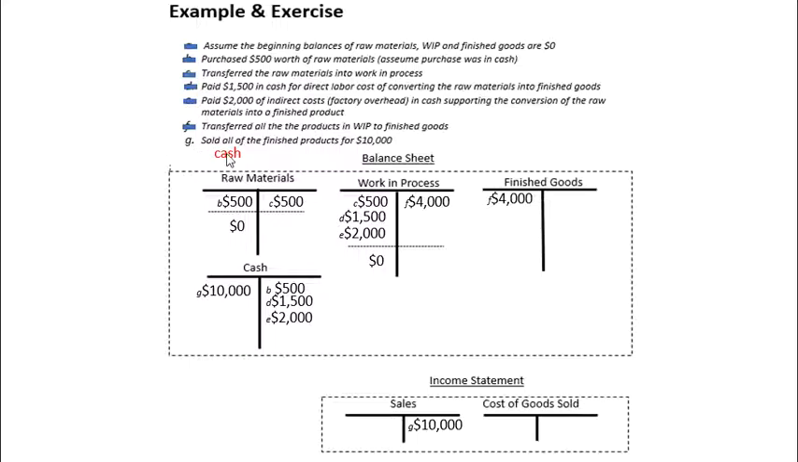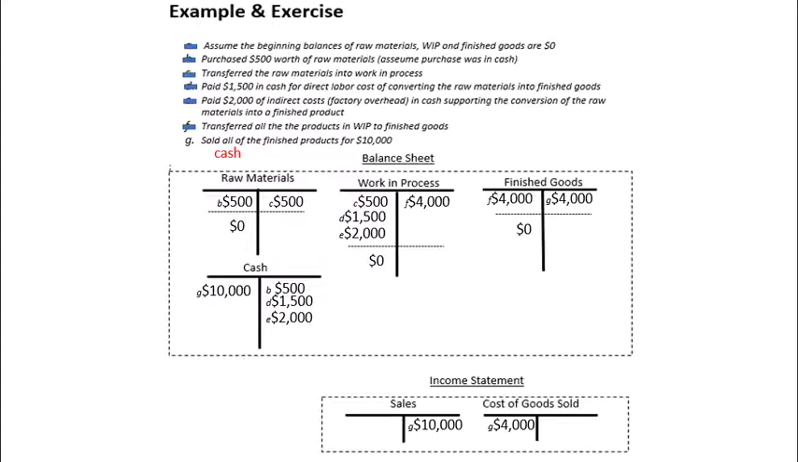So we're assuming that we're selling this for cash. So we're going to debit cash for $10,000, and we're going to credit sales for $10,000. So that's the first part of our entry. The second part of our entry is to take the value of finished goods and move them to cost of goods sold. So we debit cost of goods sold for $4,000, and we credit finished goods to remove the value of $4,000. Now in finished goods, our debits equal credits, so we now have a 0 balance as far as finished goods.